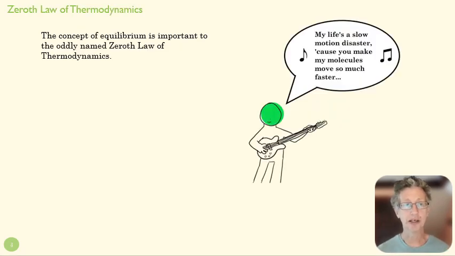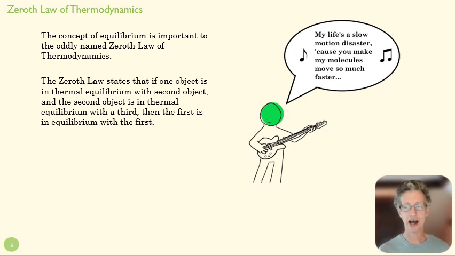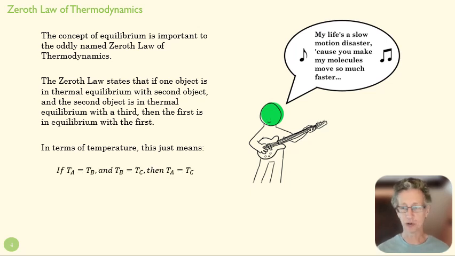Now, thermal equilibrium is a really important concept when we talk about what's called the Zeroth Law of thermodynamics. It's called the Zeroth Law, which is sort of an odd name, because it was formulated after the first and second laws of thermodynamics. So at some point, engineers and scientists said, wait, we need to establish what temperature is before we start talking about it in the first and second laws. So the Zeroth Law says if object A and B are in thermal equilibrium with each other, and object B and C are in thermal equilibrium with each other, then A and C are also in thermal equilibrium with each other.